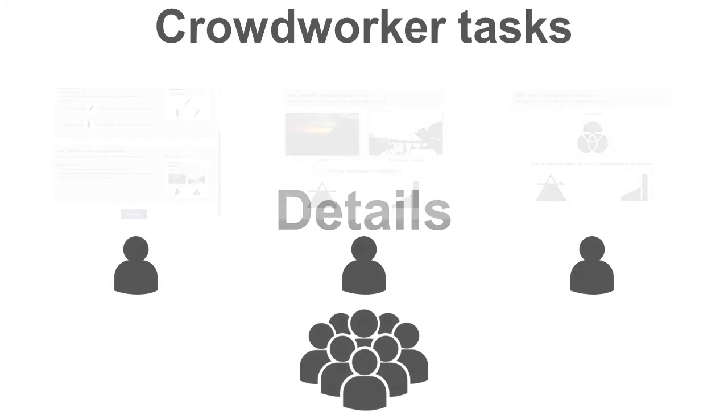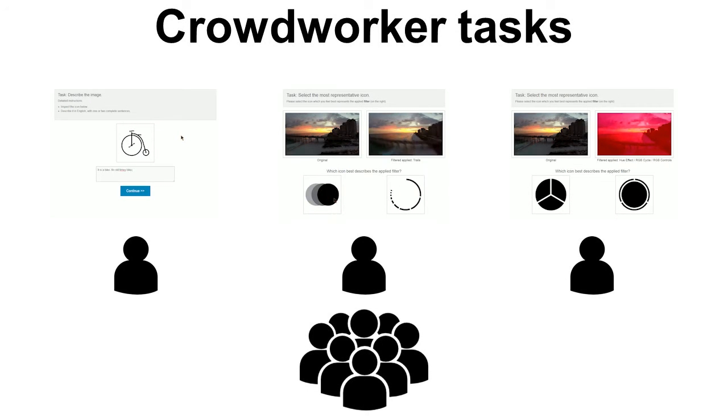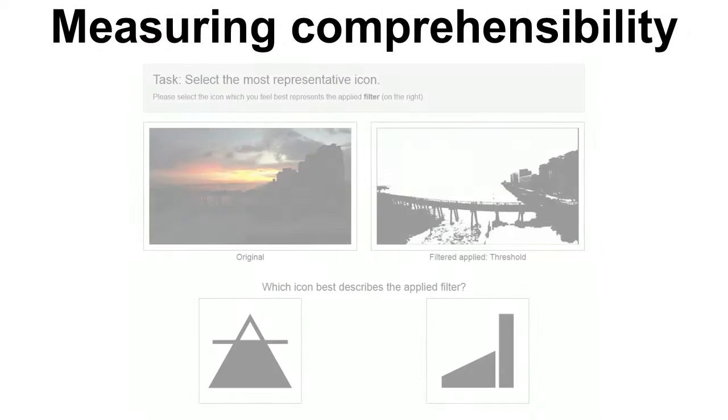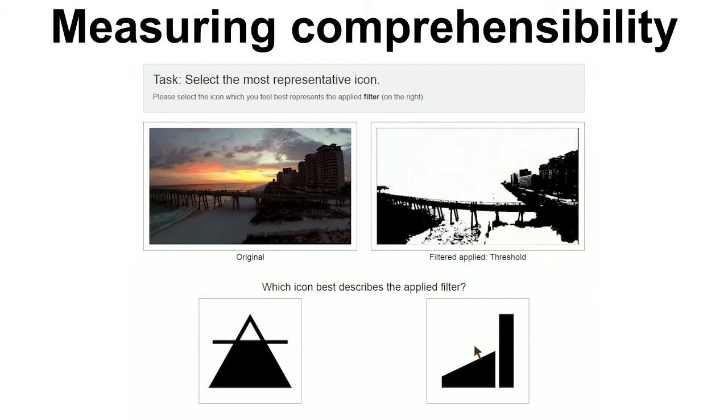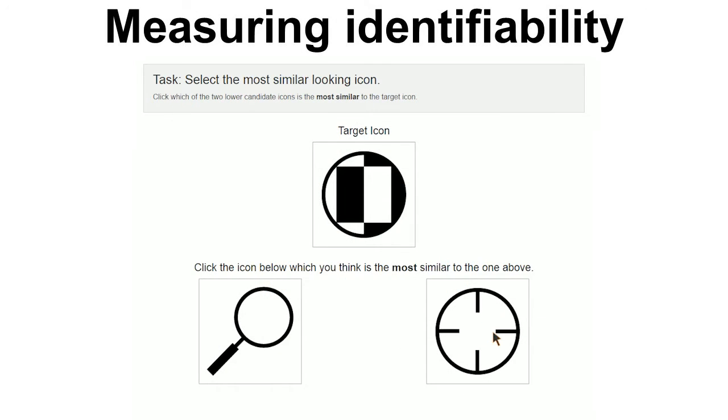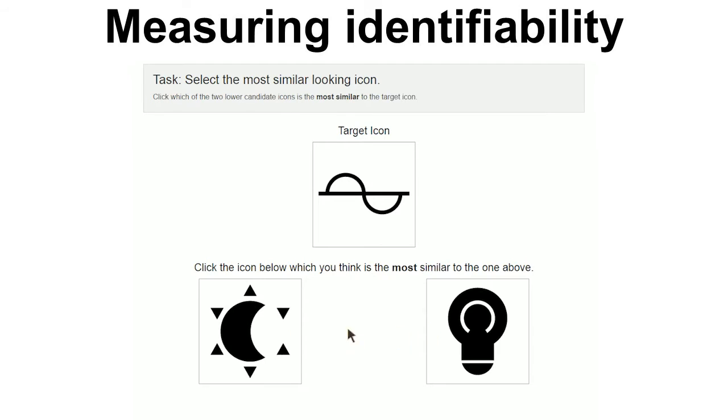To measure comprehensibility and identifiability, we assign crowd workers a series of simple selection tasks. For comprehensibility, we ask users to choose which icon they think best represents a given function or concept. For identifiability, we ask users to choose which icon they think is the most similar to a third icon.